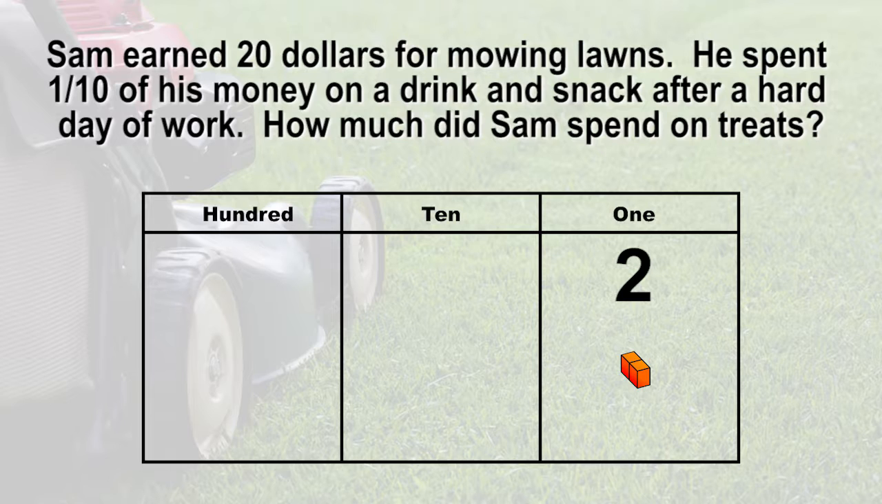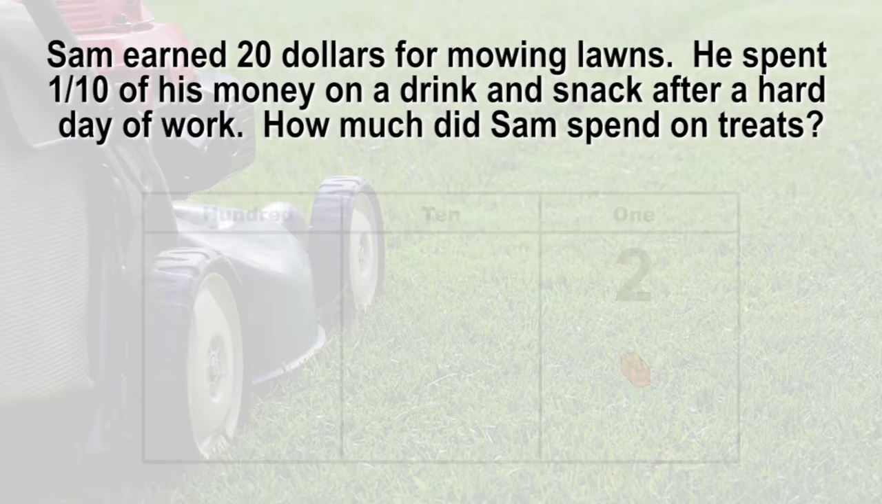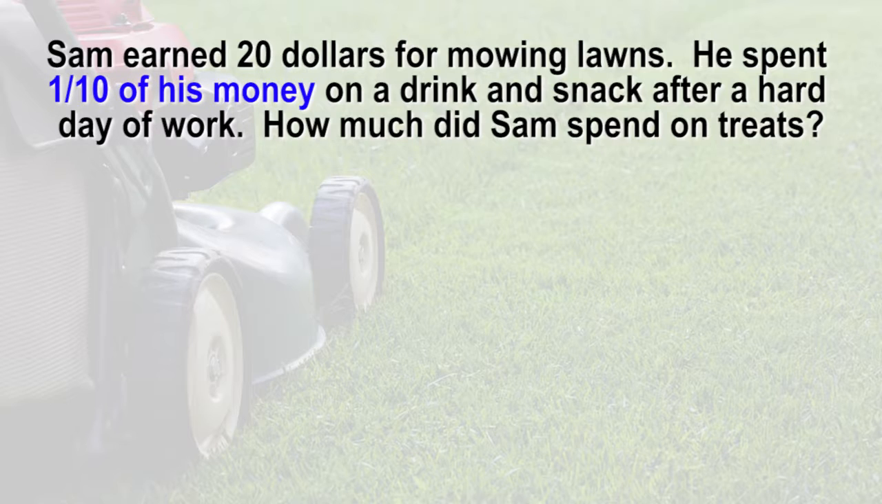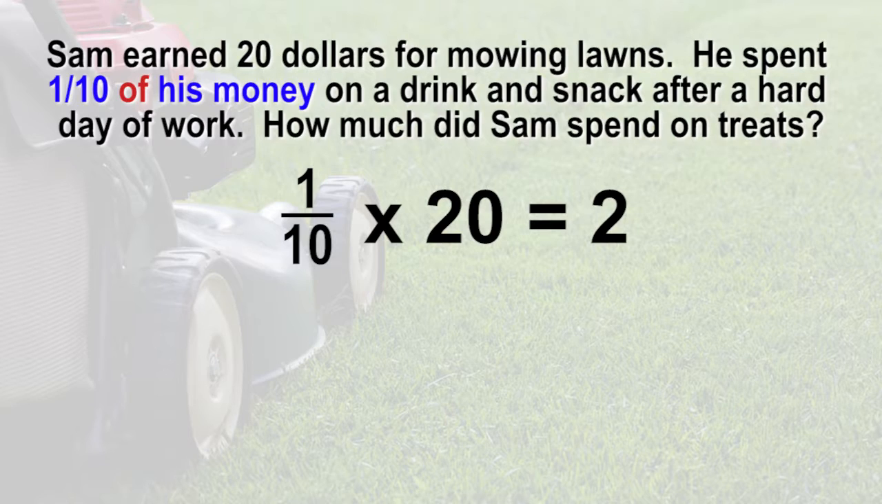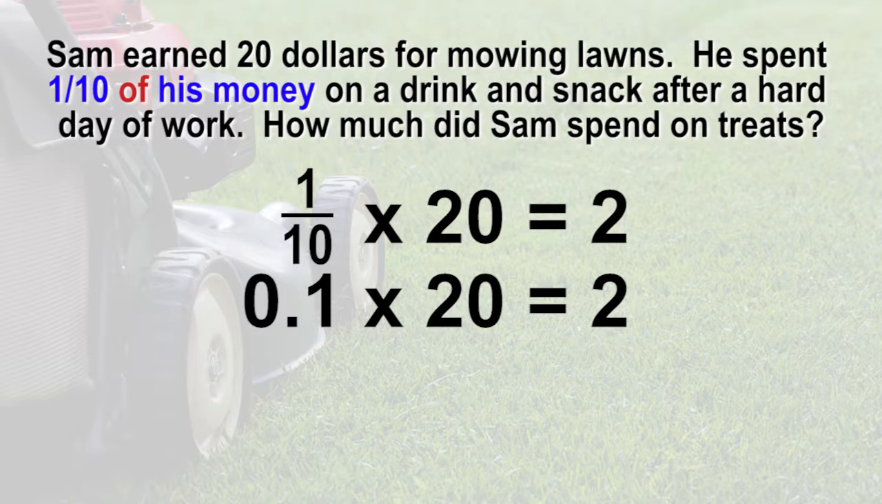Now, division is not the only way to represent this problem. In the original problem, it said that he spent 1/10 of his money, or 1/10 of 20. The "of" is a signal that this can be represented with multiplication. We would write the equation beginning with the fraction 1/10 and multiply it by 20. Students can draw upon their knowledge of the relationship of fractions and decimals to understand that the fraction 1/10 can also be written as a decimal. 1/10 times 20 still equals 2.